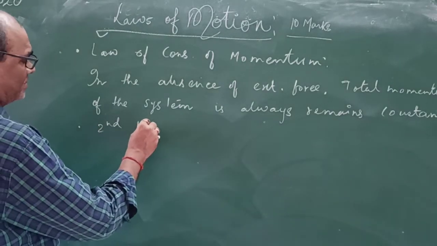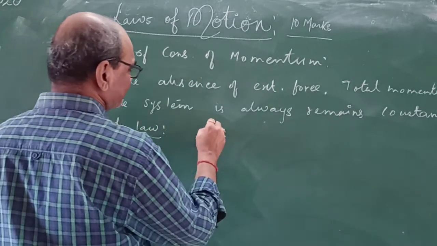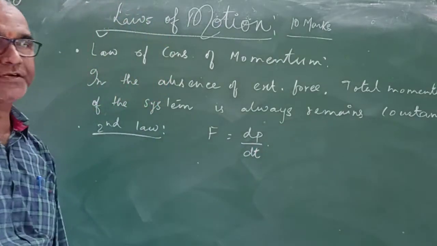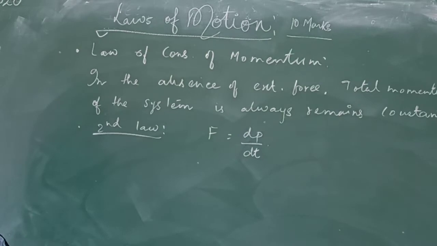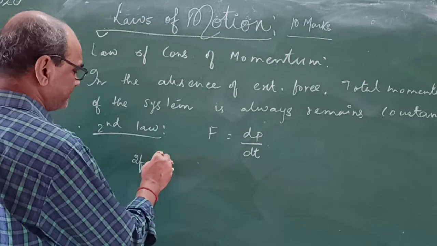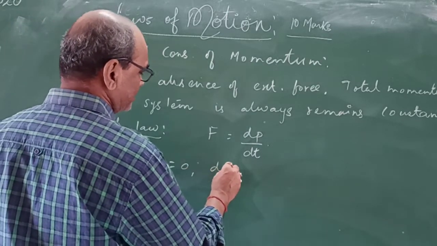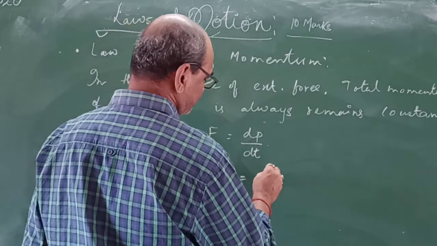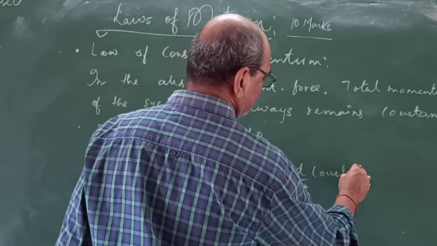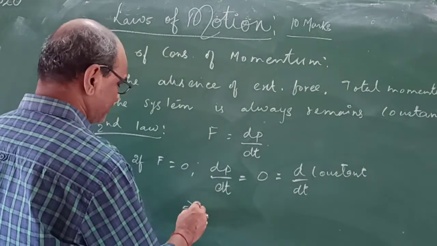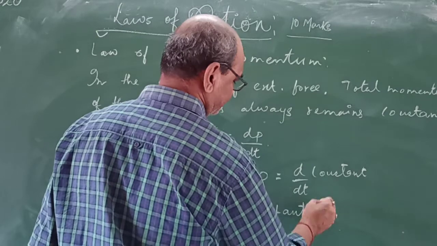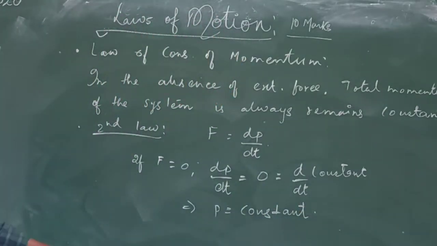On the basis of second law, we know that force is equal to rate of change of momentum. All of you know that formula. According to the statement, if F is equal to 0, then dp by dt is equal to 0. Differential of any constant quantity is also equal to 0. Therefore, momentum P is equal to constant.